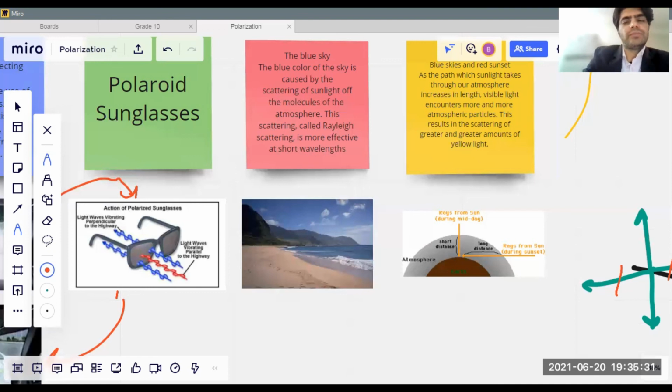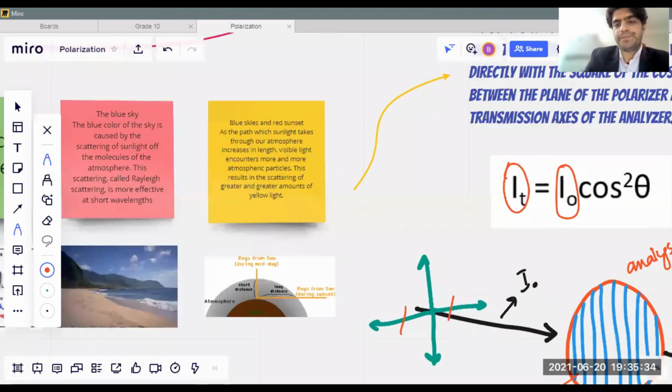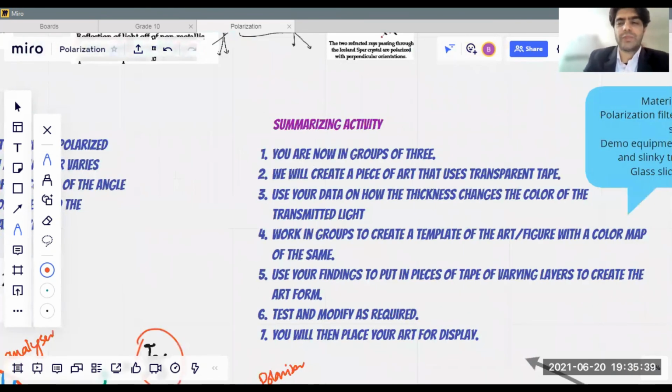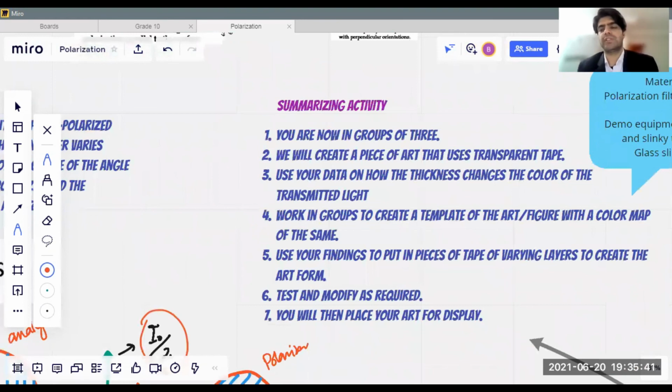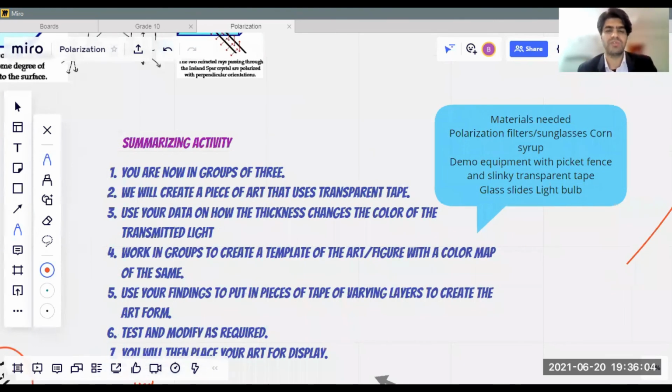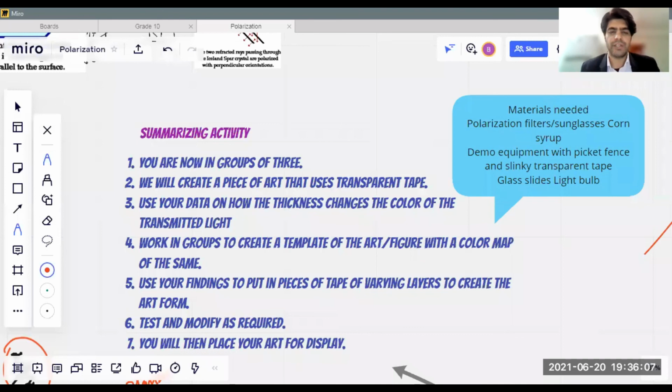So these are some applications which we have discussed so far. Now moving towards the summarizing activity. Again, we are going to do an activity, and I'm going to divide you into groups of 3, and you have to discover an activity on the basis of the material I'm going to give you. The material you require is polarizing filters, sunglasses, corn syrup, picket fences, transparent tape, some sources of light, and glass slides. You're going to be in groups of 3 people. You have to do this activity.